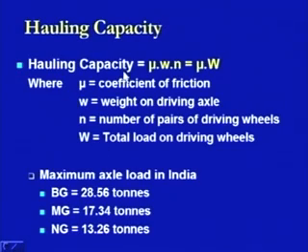In that sense, the hauling capacity will be defined as mu multiplied with W multiplied with N, where mu is the coefficient of friction as defined previously, the values are also defined there. W is the weight on the driving wheel or axle, and N is the number of pairs of driving axles or wheels. If you take these together, then this will transform into nothing but capital W, which is the total load on the driving wheels. In our Indian conditions, the maximum axle loads which have been used on the different gauges are 28.56 tons for broad gauge, 17.34 tons for meter gauge, and 13.26 tons for narrow gauge movements.